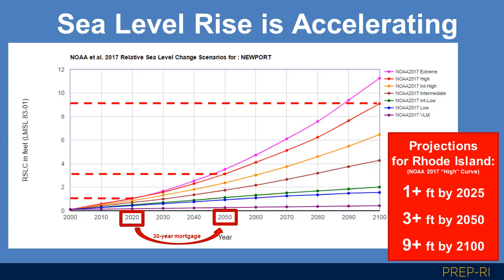Using mapping tools that reflect these higher sea level rise levels, property owners can look at their 30-year mortgage as a gauge to start to take action and prepare for the impacts of coastal flooding.